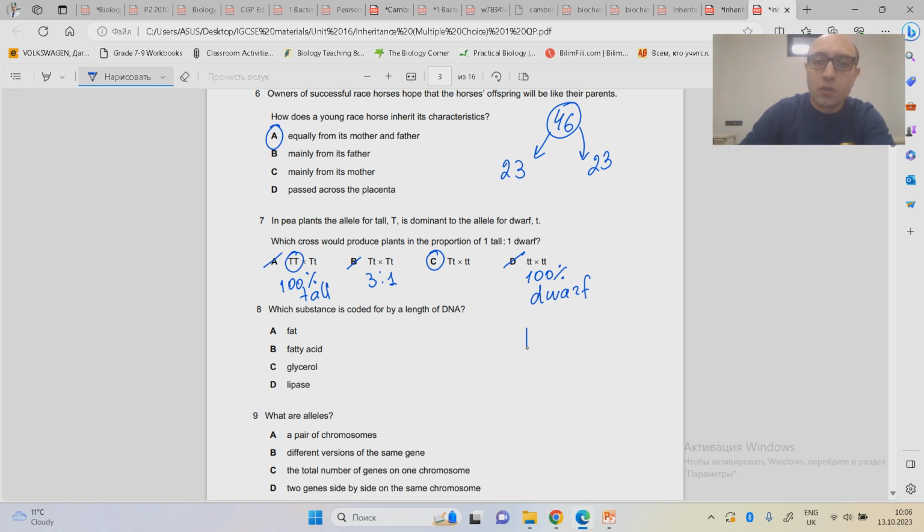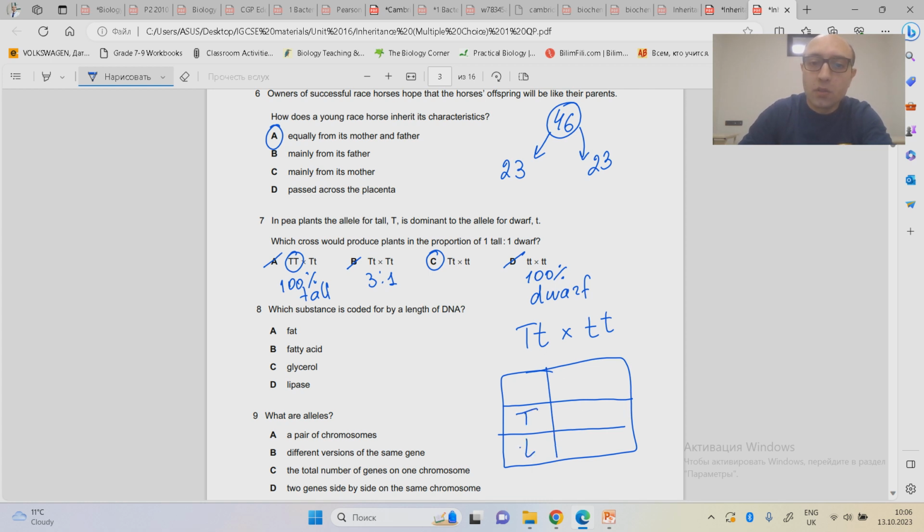Like this one, you will do capital T, small t, crossed with small t. Again, you are going by the Punnett square, like this one. And I'm writing capital T in here, small t in here. I will write just small t because it produces only one type. And in here, as you see, capital T, small t, and small t's. Small t's are showing dwarf, capital T shows tall. As you see, it is 50% of tall and 50% of dwarf.